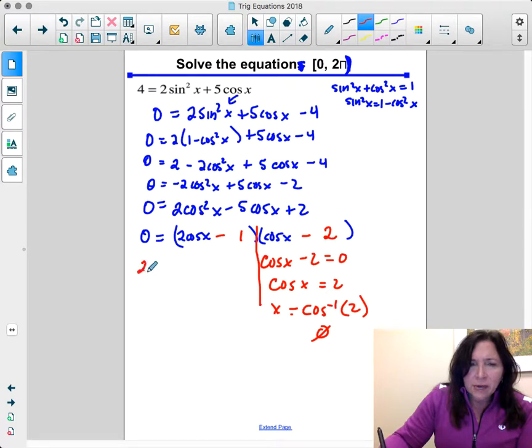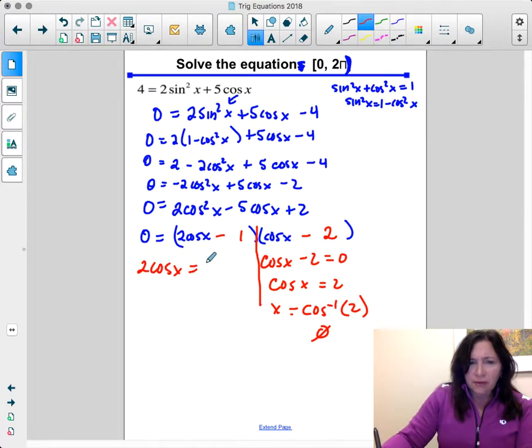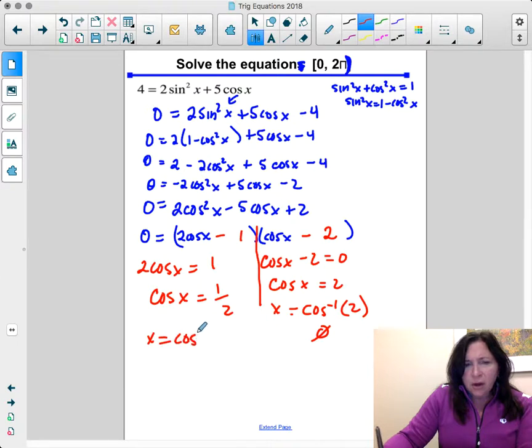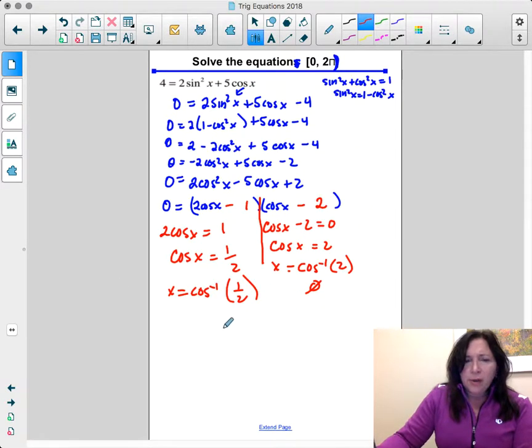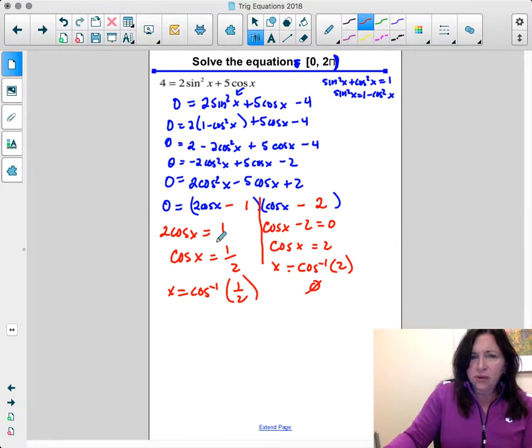This one, we get 2 cosine of x minus 1 equals 0. So 2 cosine of x equals 1. Cosine of x equals 1/2. So x equals arc cosine of 1/2. And this is asking me, where is cosine 1/2? And we've done this one from 0 to 2 pi a couple of times actually already. Cosine is positive in this quadrant and also in this quadrant here.